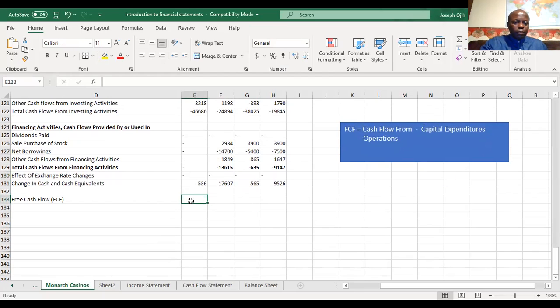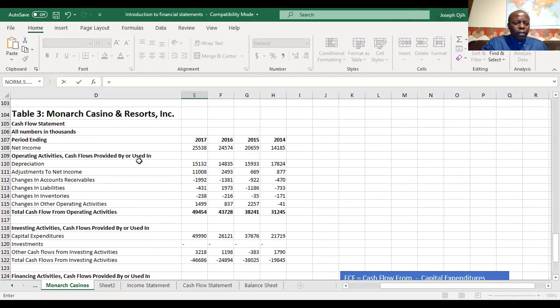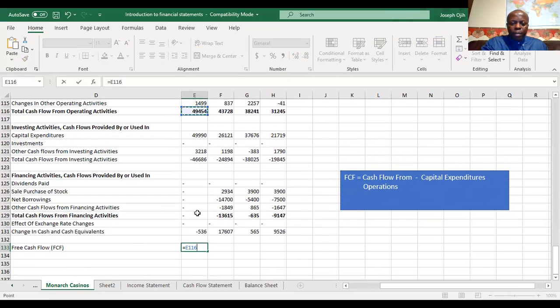Now, we have equals cash flow from operations. You can see the cash flow from operations right here, total cash flow from operating activities. Then you have capital expenditures, minus capital expenditure, which is right here. So cash flow from operations minus capital expenditure, you can see the formula at the top. That gives us the free cash flow for this company.